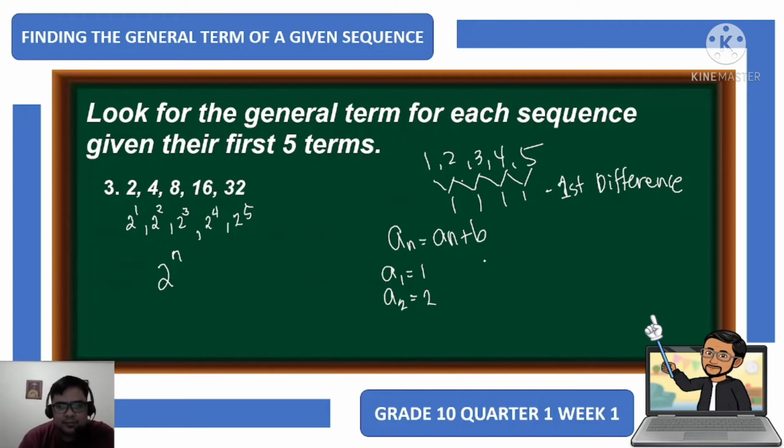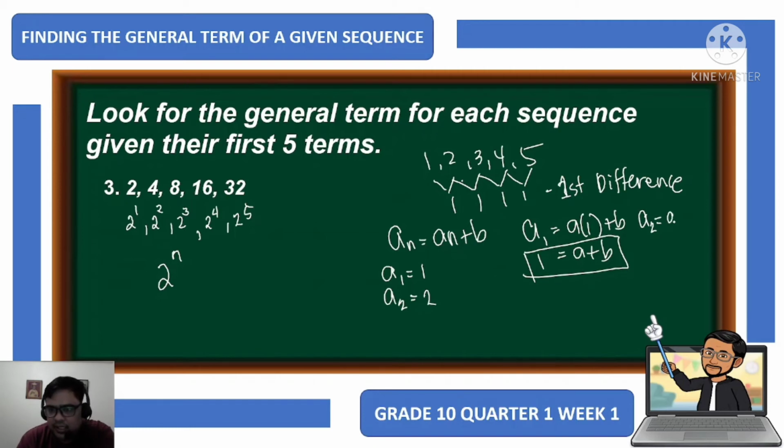So, let's proceed. So, a sub 1, substitute natin yung value of n. So, a multiplied by 1 plus b. So, again, a sub 1 is 1. So, substitute 1 times a is a plus b. So, again, this is the first equation. How about a sub 2? So, substitute a times 2 plus b. Then, what is a sub 2? That is 2. So, 2 that is equal to 2 times a is 2a plus b. So, this would be the second equation.